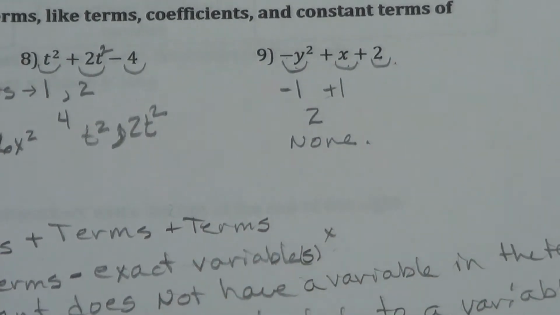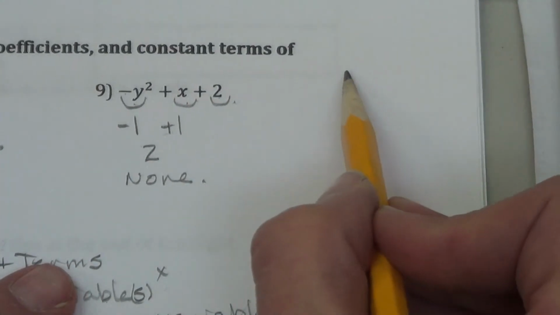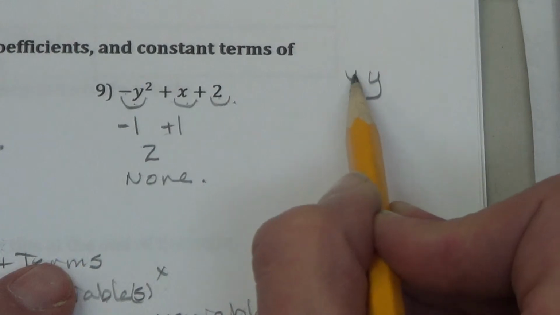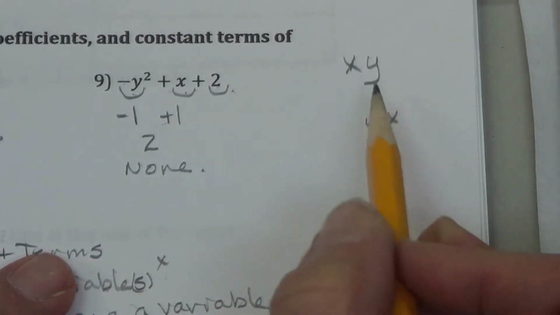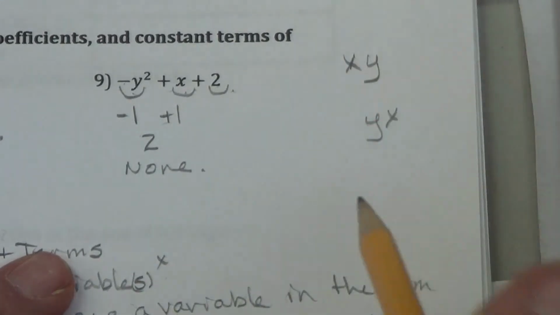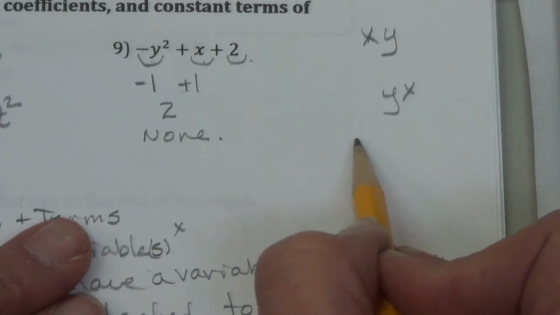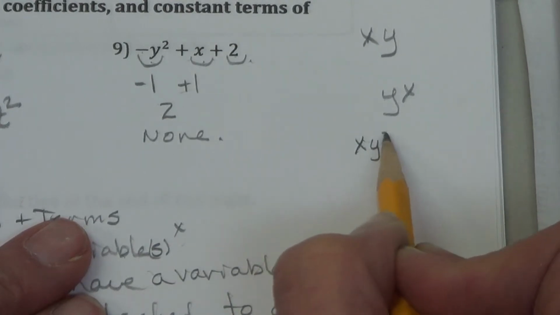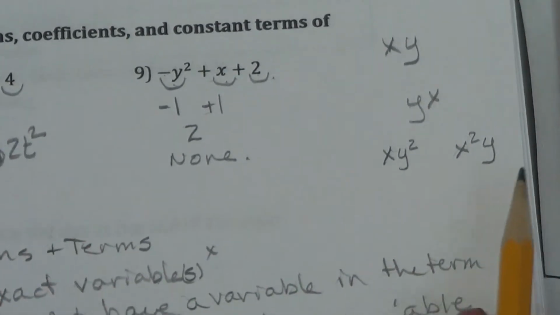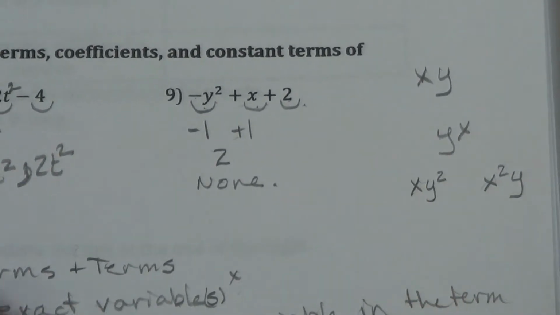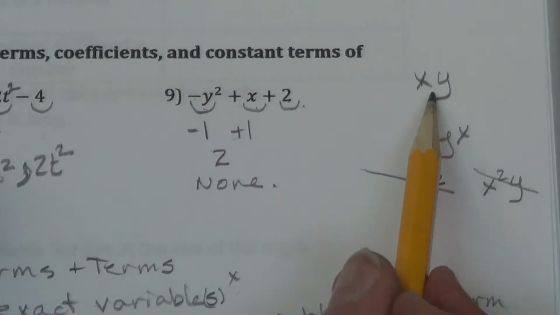Now, one thing with like terms you should be aware of, because of the commutative property, xy and yx are like terms because the order can be changed. 2 things that are not like terms would be xy squared and x squared y, because the exponents are not identical even though the letters are. So that would not be like terms, that is like terms.